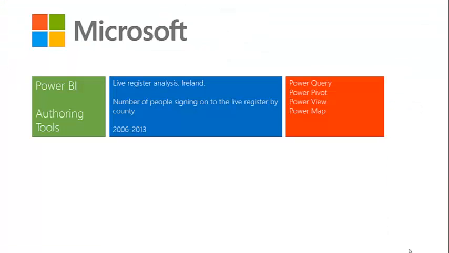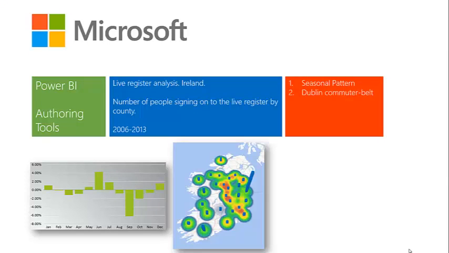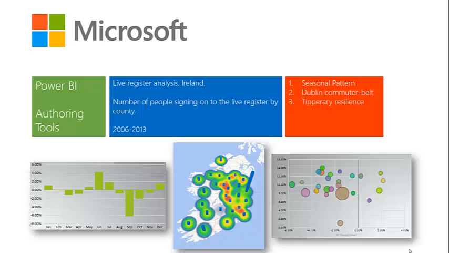This brings us to the end, and to summarise the great insight we got, we saw the seasonal pattern emerging, the Dublin commuter belt rates, and Tipperary's resilience to the economic crisis.